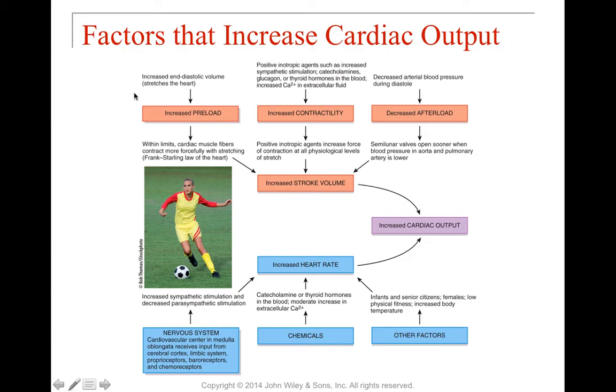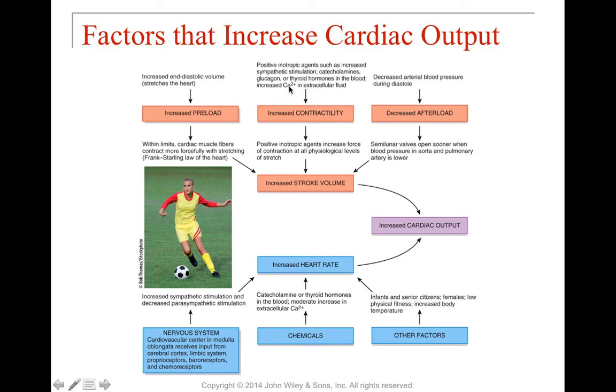So increased preload is basically going to be the end diastolic volume. So at the end of the relaxation period, how stretched is the heart? And as you exercise, people who are more physically fit end up with an increased volume inside the heart to begin with. So the heart's already going to have the ability to contract more forcefully because it has an increased preload.